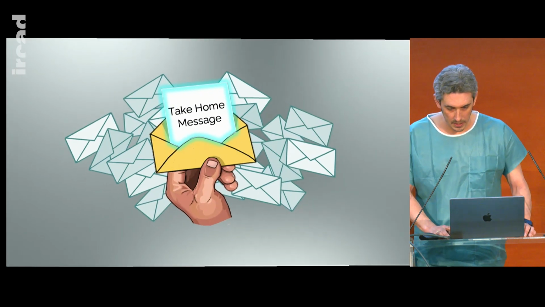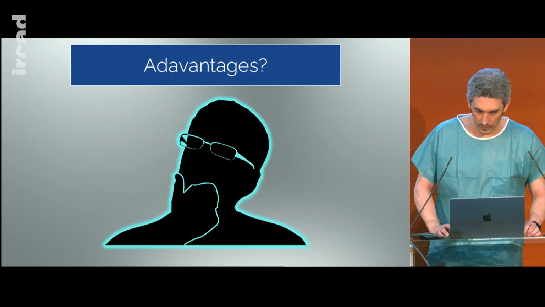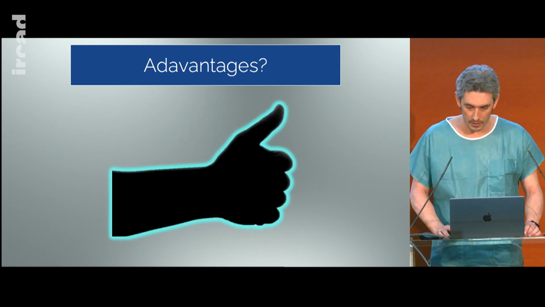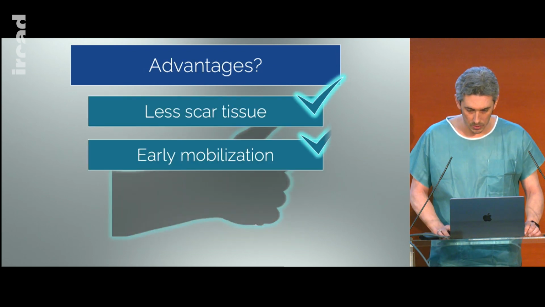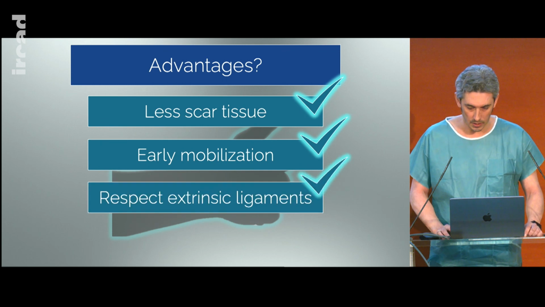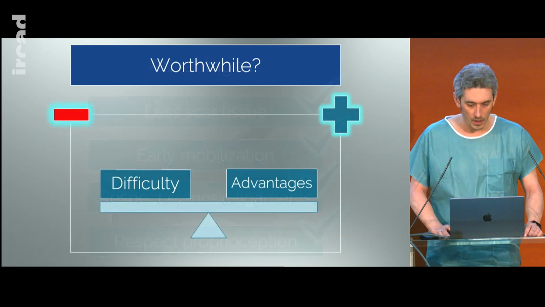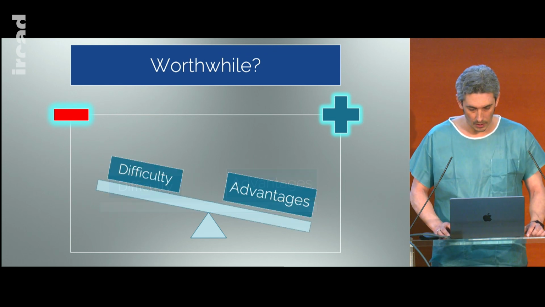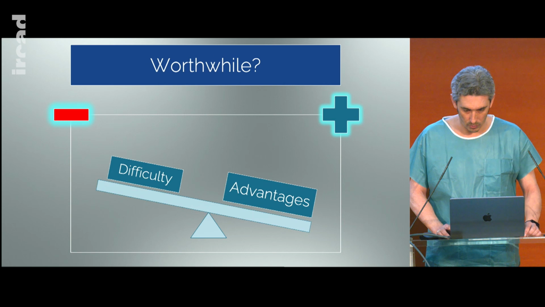So the take-home message for this lecture is, for me, there are clearly advantages of performing the proximal row carpectomy arthroscopically. Less scar tissue, early mobilization, respect the extrinsic ligament, and respect the proprioception. We have to continue working on technical details to decrease the difficulty. That way it will be worthy to do this technique.